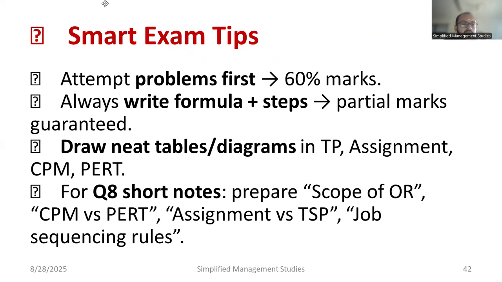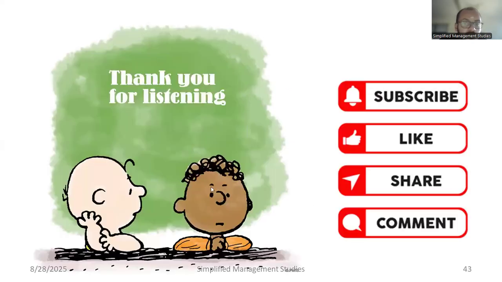So ultimately, you have to attempt the problems first because 60% of the marks belong to problems. Always write the formula along with the steps so that you will get partial marks. Partial credit will be given. Draw the needed tables and diagrams for the transportation problem, assignment problem, critical path method, then program or project evaluation review technique. Then question number 8, short notes, prepare the scope of OR, like CPM versus PERT, difference between CPM and PERT, assignment versus traveling salesman problem, job sequencing rule. These things you have to remember.